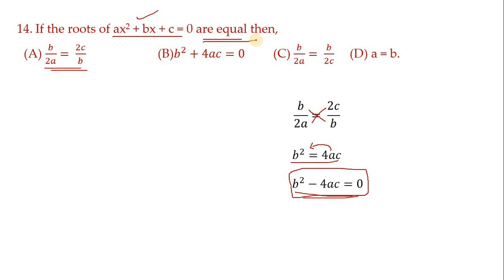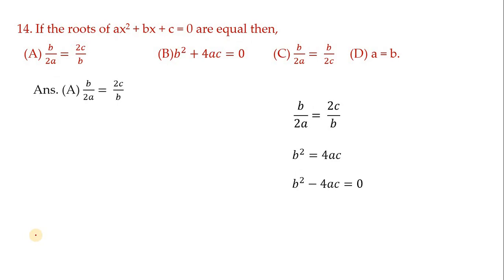Remember the discriminant formula. When D equals 0, we get real and equal roots. So what is the D value? This is b square minus 4ac. So we have got D equals 0 for the first option itself. Hence A is the correct option. If you are not getting it for A, move on to B. So you have to check like that. So next, move on to the next one.